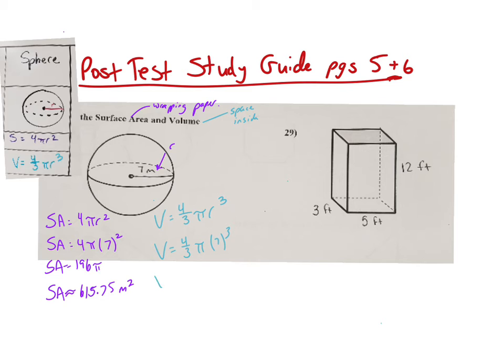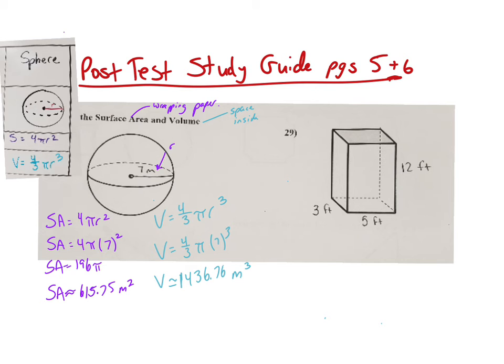So I just put it all in my calculator. I get volume is equal to 1,436.76. And remember, that's going to have to be an approximate because we did round. Okay, so 1,436.76. Remember, your label is going to be cubic meters. It's got to be cubic. All right, pay attention to your labels. A lot of people mess that up.